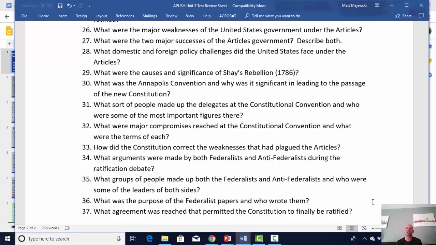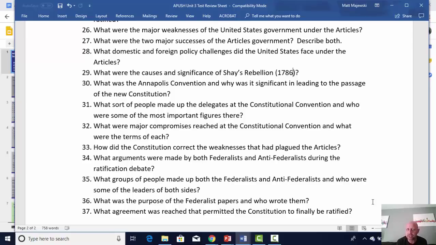37, what agreement was reached that permitted the Constitution to finally be ratified? Remember the agreement for a Bill of Rights. Anti-Federalists wanted a Bill of Rights added. They wanted specific rights and freedoms mentioned in the Constitution that weren't there. When Federalists agreed that a Bill of Rights would be added once the Constitution was ratified, enough Anti-Federalists supported it that the Constitution finally gets ratified.